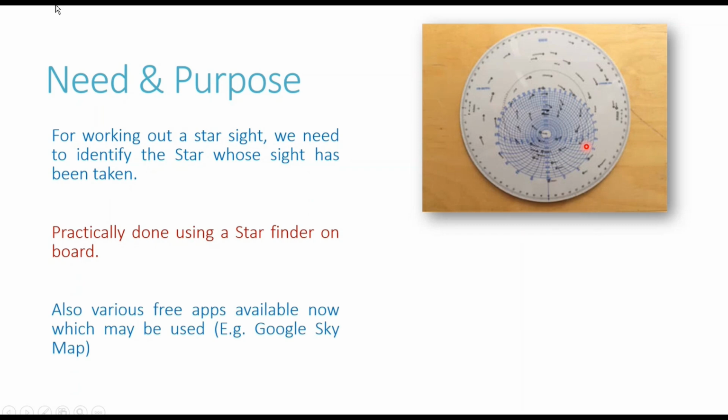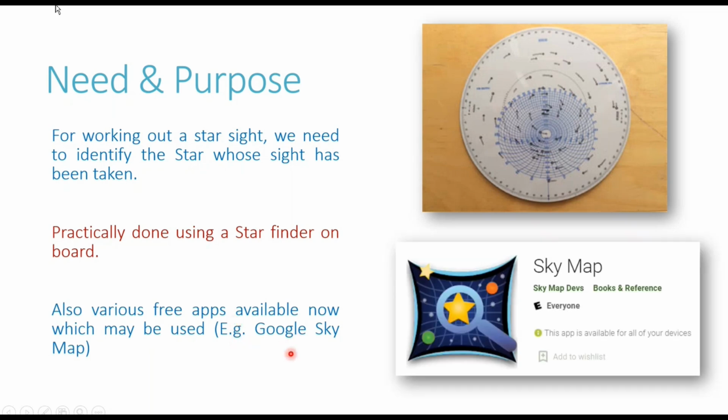Now, as the technology has grown up, we now have various free applications which are available on our smartphones also. Google Sky Map is one of these applications. You can see these applications on the Play Store, and you can easily use them to identify the stars. So this is what is practically done on board a ship, and this is what is the need and purpose of star identification.